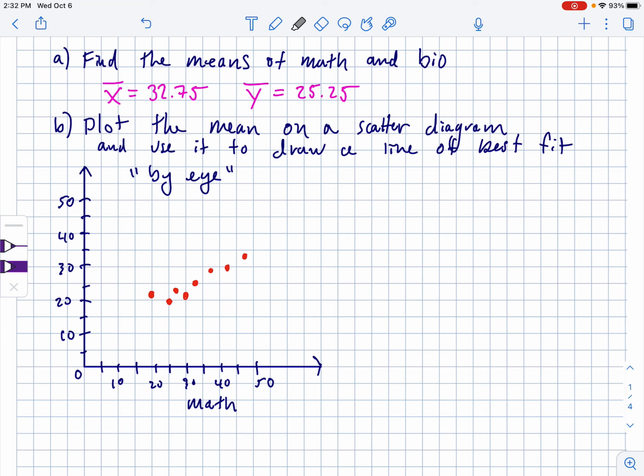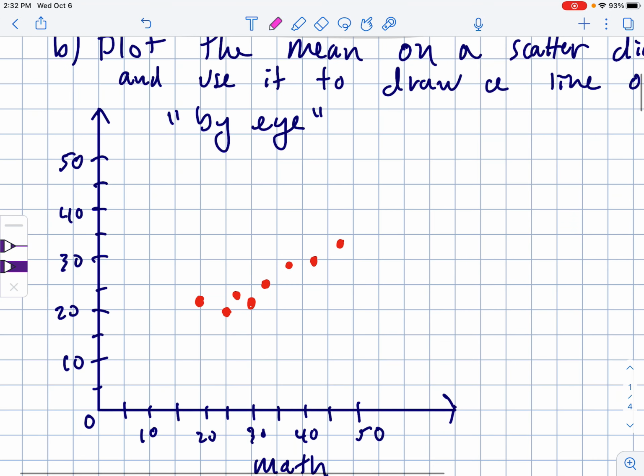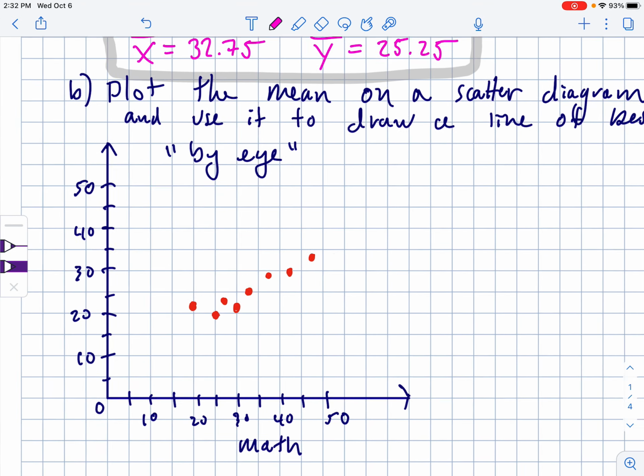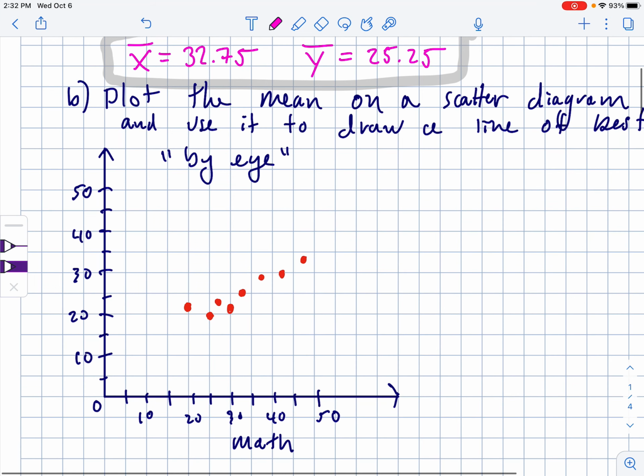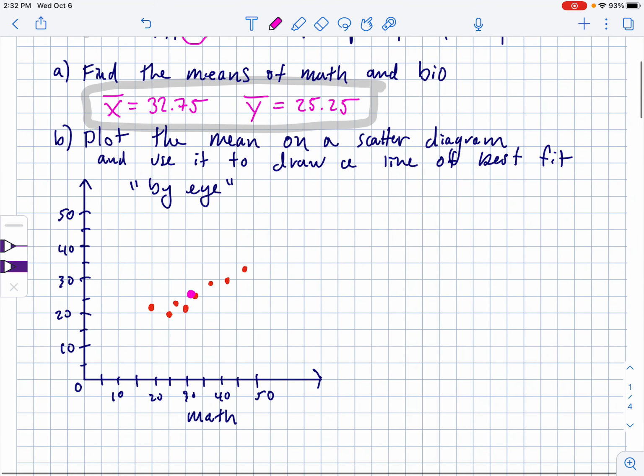So we're going to talk about a line of best fit by the by-eye method, which is the worst way to find a line of best fit. We're going to use this mean point of 32.75 and 25.25. So if I zoom in here, an x of 32.75 and a y of 25.25, it's somewhere around here.